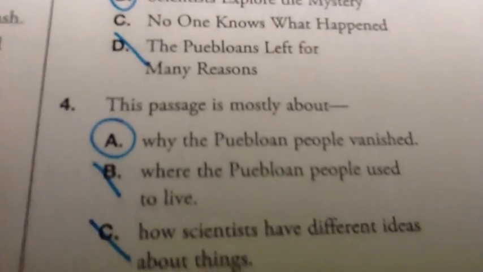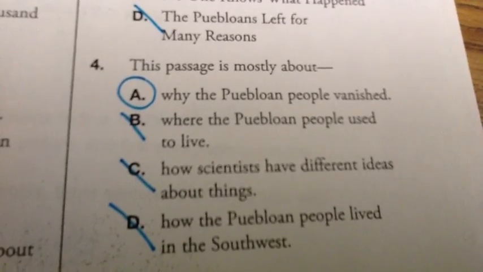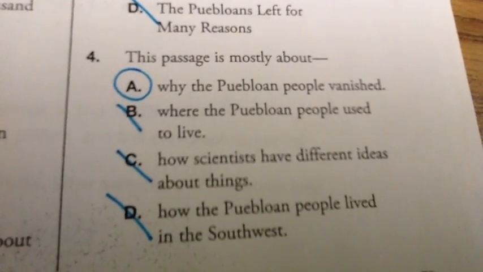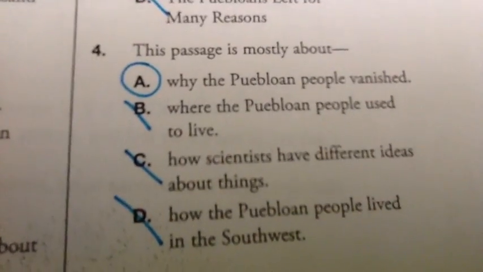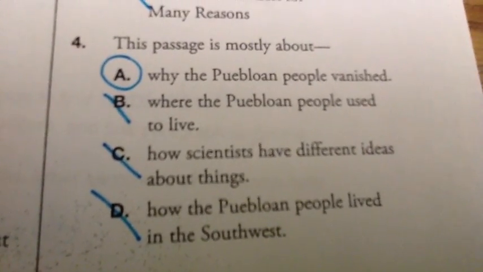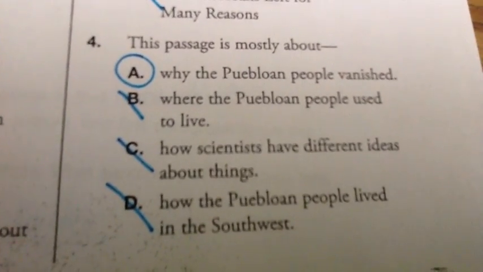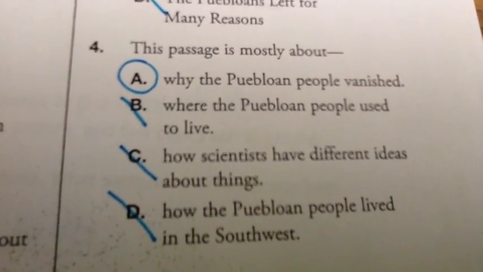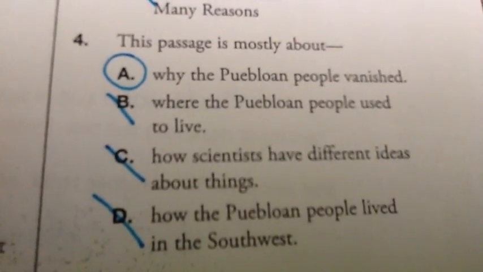Lastly, number 4, this passage is mostly about. When something asks me what something is mostly about, they're asking me about the main idea. I have here, the first option is why the Pueblan people vanished. That sounded pretty good, but I needed to check the other answers. Where the Pueblan people used to live, that sounded really good, but the rest of the paragraphs didn't explain what the Southwest was like. They explained the Pueblan people, so the emphasis needed to be on them. Option C, how scientists have different ideas about things. This definitely included information about scientists, but wasn't all about scientists. And D, how the Pueblan people lived in the Southwest. This is more about their vanishing than it is about how they lived. Based on these assumptions and the process of elimination, I was able to choose A.